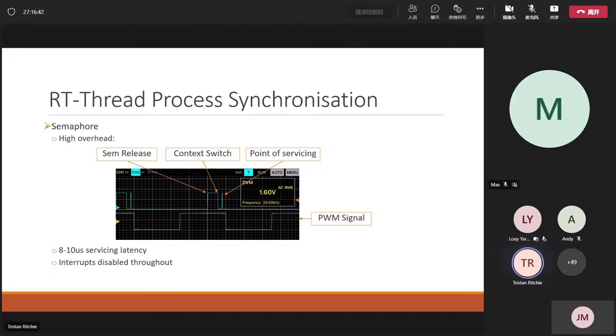Given that we only have 50 microseconds to do all of our processing and communication and closed loop control, this is really quite limiting. In fact, we spent a substantial portion of our compute time simply mucking around in the RT-Thread kernel, manipulating the semaphore and figuring out which thread we want to wake and context switch to.